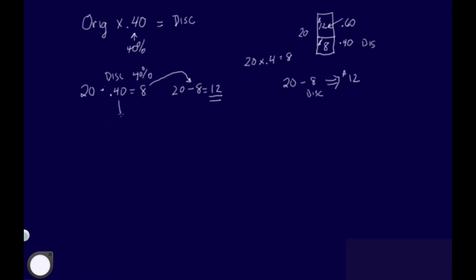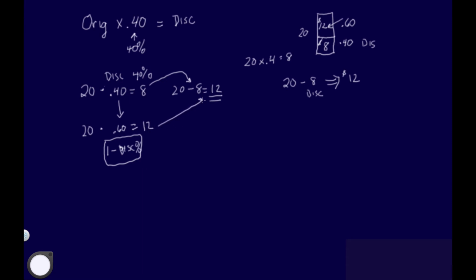But if I were to replace this 0.40 with 0.60, why is it 0.60? Because this is actually representing 1 minus the discount percentage. So if this is 1 minus the discount percentage, let's see what that does. Again, that gives us 20 times 0.60, and if we calculate this out, this gives us 12.